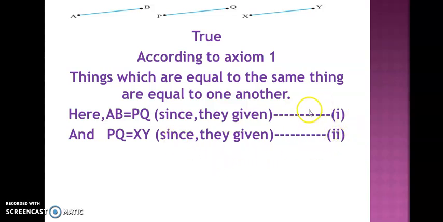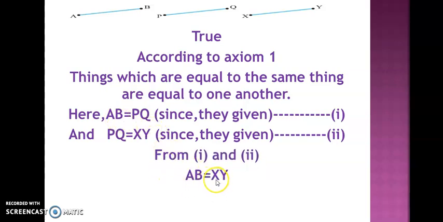Compare equation number 1 and 2. Can we say AB is equal to XY? Why? Yes, PQ is the same here. It is common to both the line segments, isn't it? And the line segments AB and XY, these two things are equal to the same line segment. According to Axiom 1, AB and XY are also equal. So we can say that from 1 and 2, AB is equal to XY. Yes, this is what we have to prove, isn't it? You understood, children?